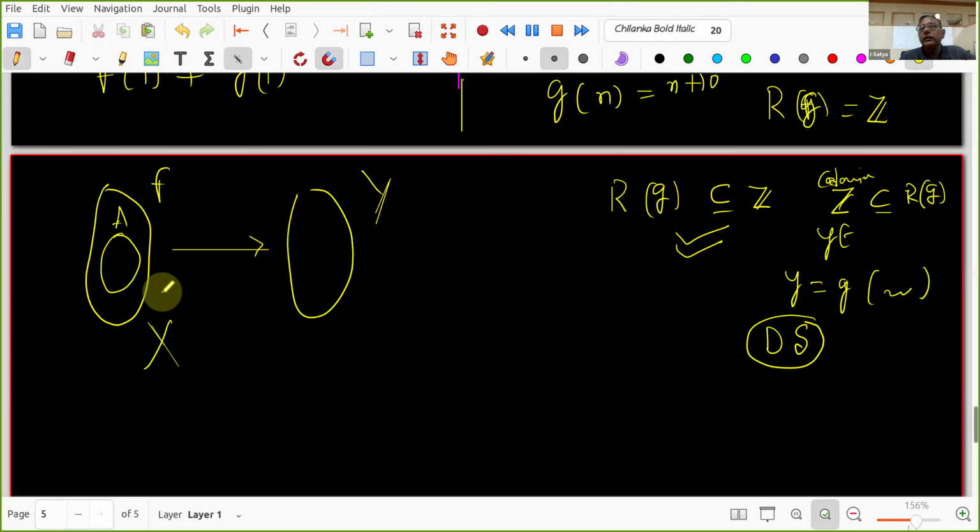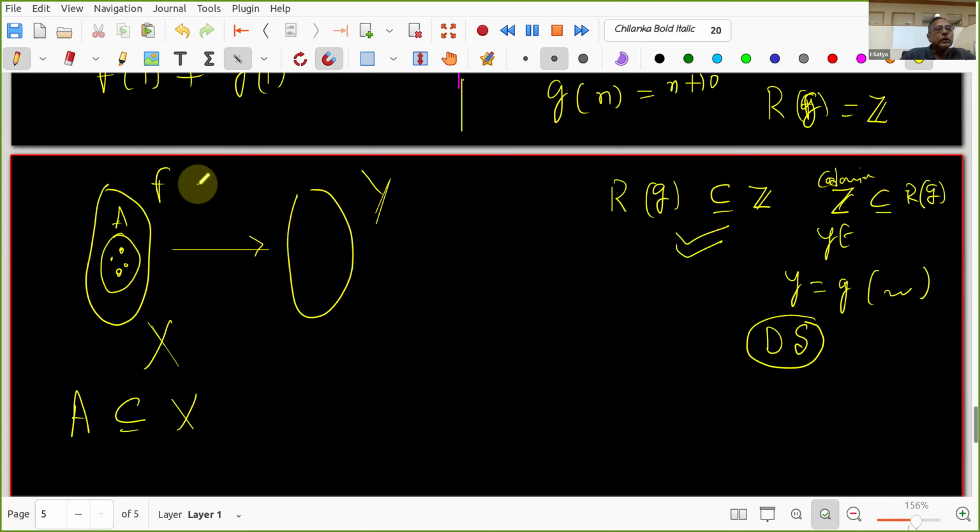A is a subset of which set? Nitin Thakur. Yes, sir. A is a subset of X, okay? So I took some elements here, right? So since it is a function, what is going to happen?